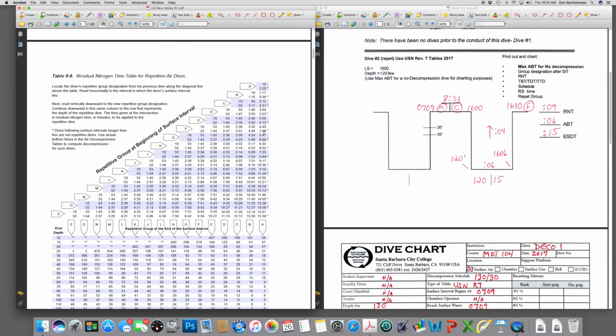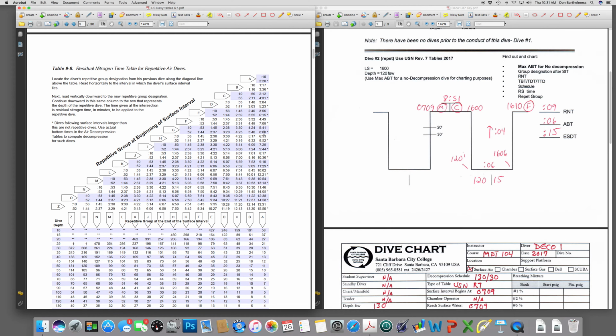The second and third tables that you'll see here are table 9-8. All right, let's take a look at this. We know our surface interval is 8:51. We started as an M diver. We're now going to scroll across looking at these times. These are hours and minutes, so I'm looking for 8:51, where it fits.